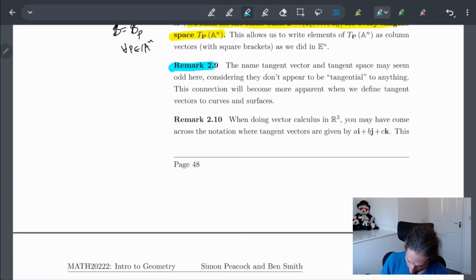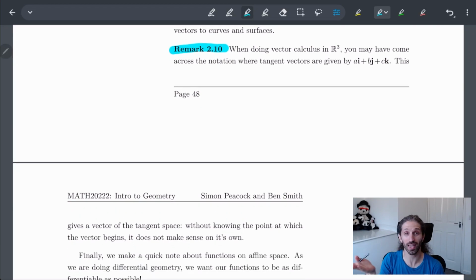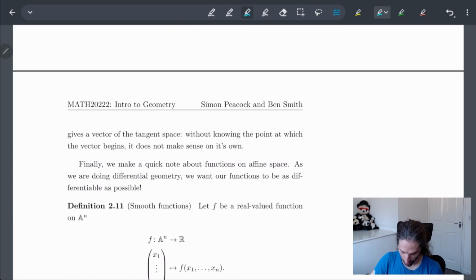And also another thing to remark is when we're doing vector calculus in R3, you'll probably have noticed this notation where we have I, J, K as our notation, and here the I, J, Ks are the tangent vectors. Or no, sorry, the aI plus bJ plus cK are the tangent vectors. And this basically gives us a vector of the tangent space without knowing the point at which the vector begins, since it doesn't really make sense on its own. So like just a quick little notational thing. This by itself doesn't really tell us too much, but it does tell us some things.